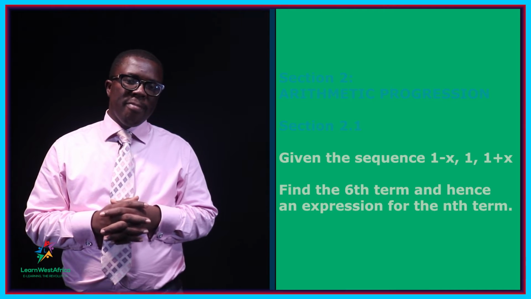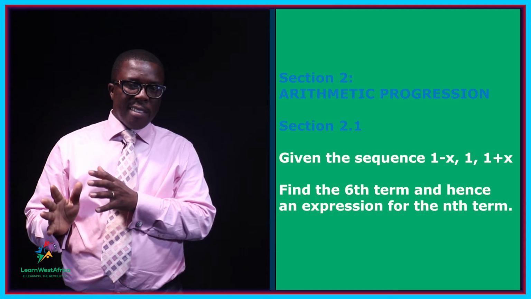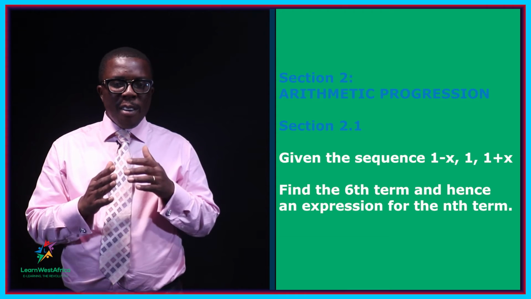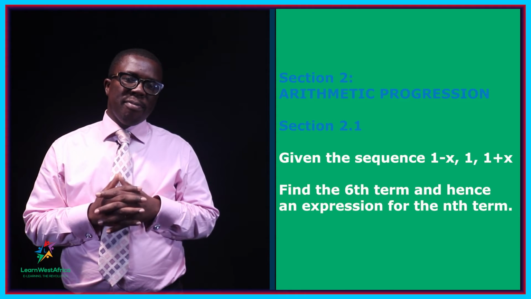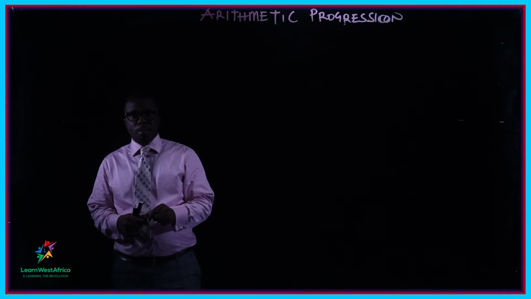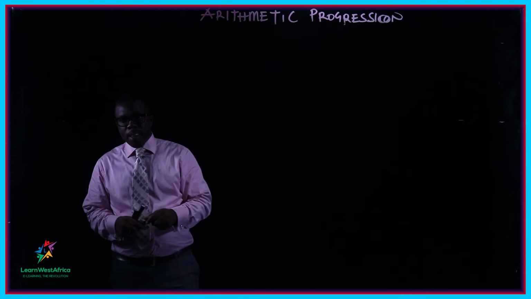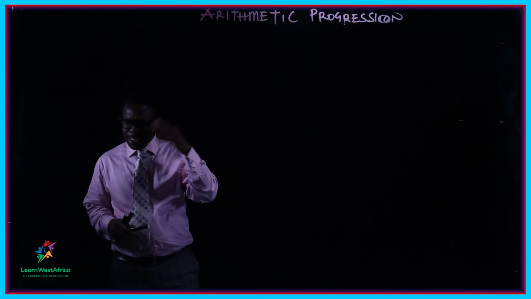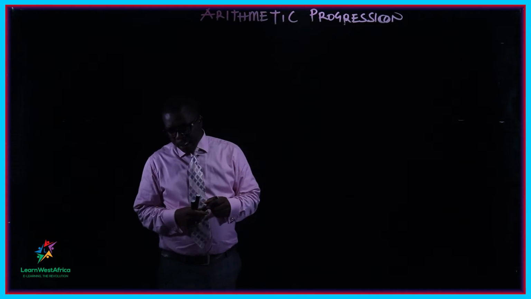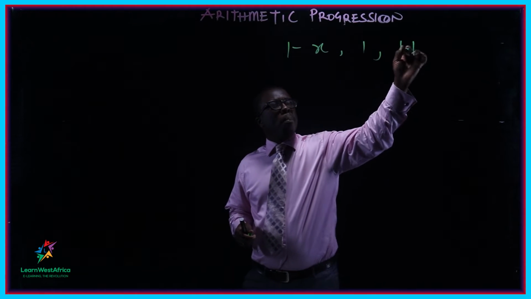Question 2. Given the sequence 1 minus x, 1, 1 plus x, find the fifth term and hence the expansion for the nth term. That is another question that also tests the use of the AP for finding the first term, the common difference, and so on. So like the question rightly said, we have a given sequence, 1 minus x, 1, and 1 plus x.